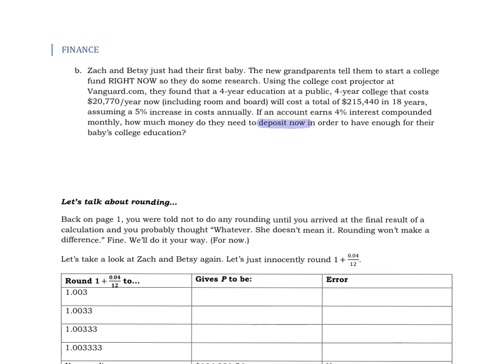So again, using our formula, A is P times 1 plus R over N to the N times T power. We want a total of $215,440 to be saved up. No idea how much money we need to put into the account today, but we do know that that account is going to earn 4% interest, and it said compounded monthly, so monthly is 12. And that baby is going to go to college in 18 years.